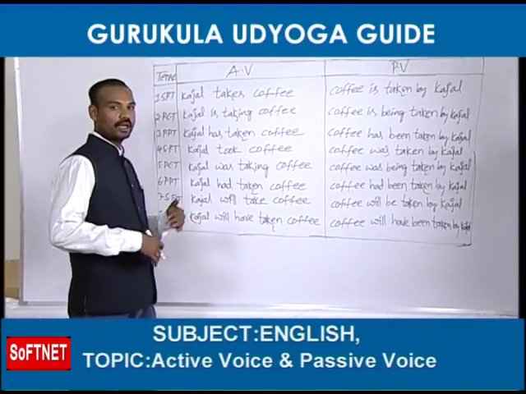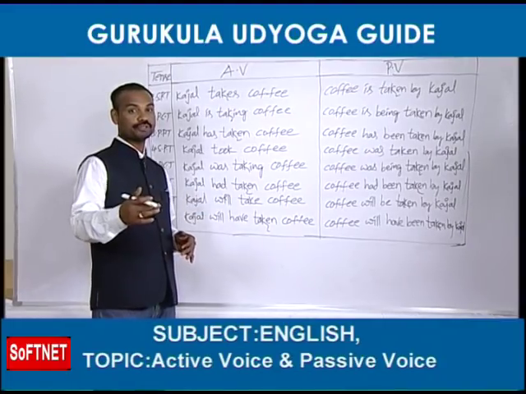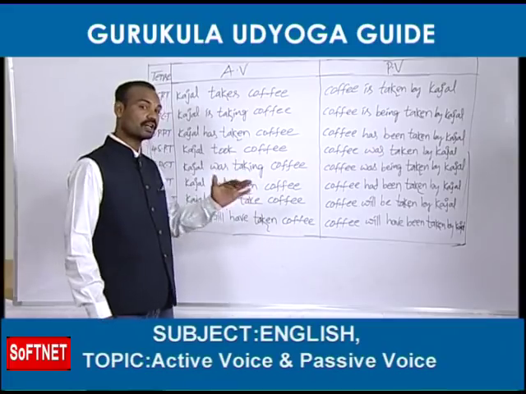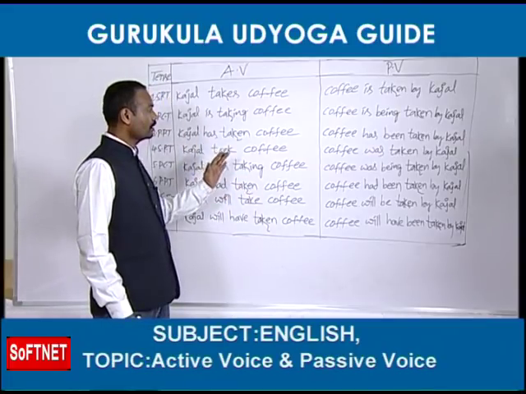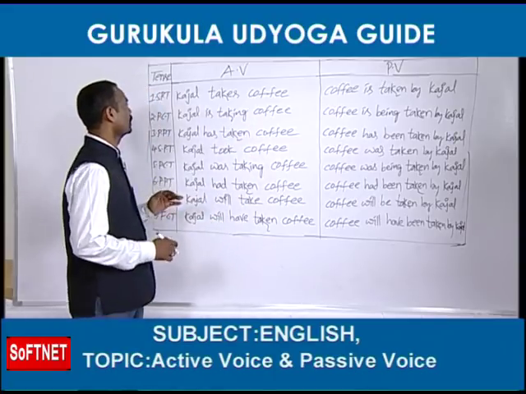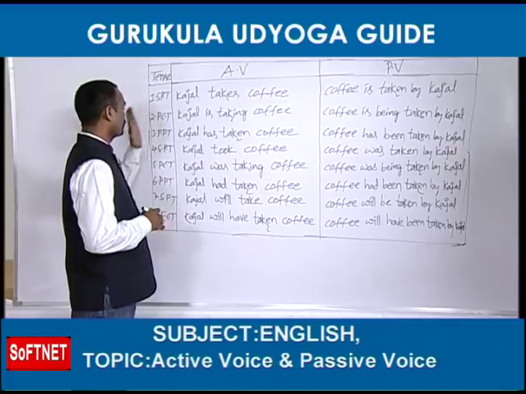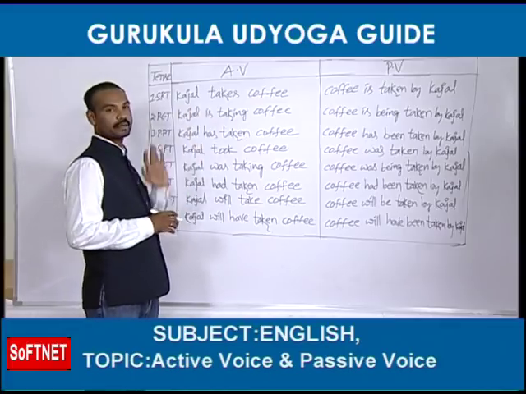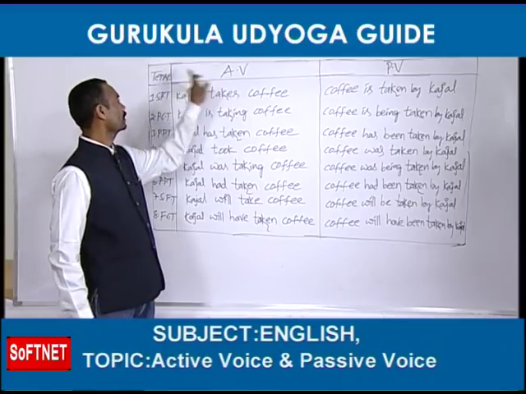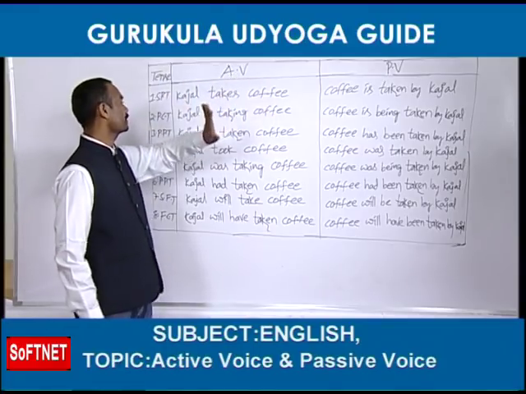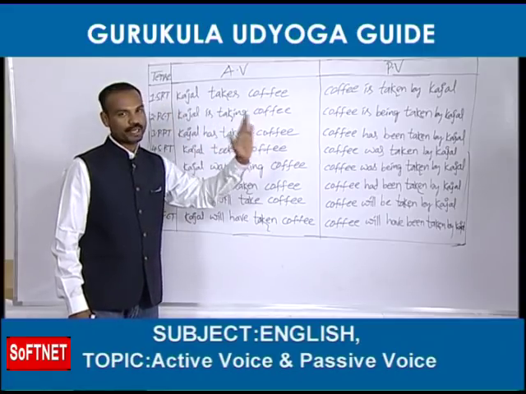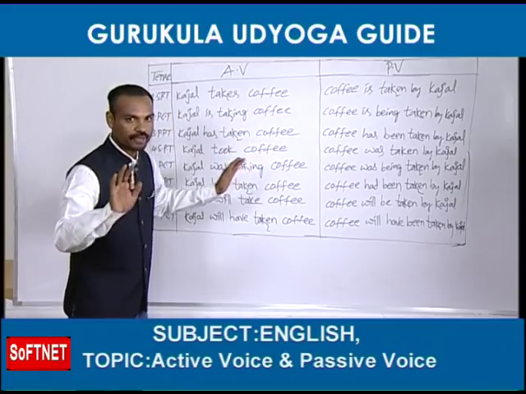Friends, I have told you just now that I would give you a beautiful table which can help you a lot in changing active voice sentences into passive voices. See, from 8 tenses, 8 examples have been given here: tense, active voice and passive voice. What I have told you, only 8 tenses can be changed into passive voice. I have told you very clearly, that's fine.